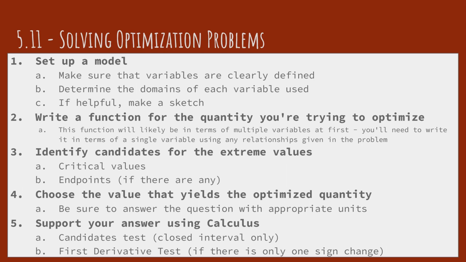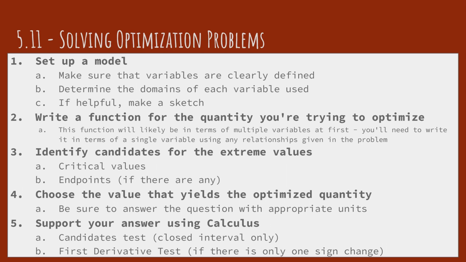Unfortunately, a lot of the situations we're going to deal with are going to be open intervals. So in those situations, we're also going to apply that special case of the first derivative test where there's only one sign change on the derivative. If the derivative is always positive and then always negative, then we know the point where it changes from positive to negative is not only a local maximum, but also a global maximum.